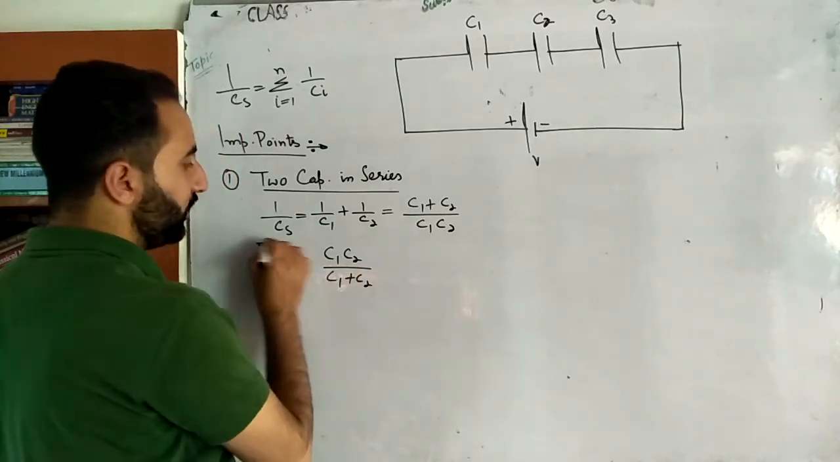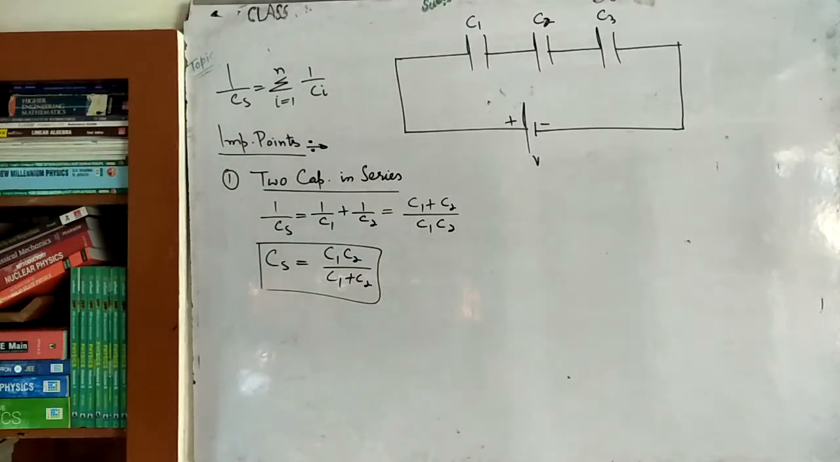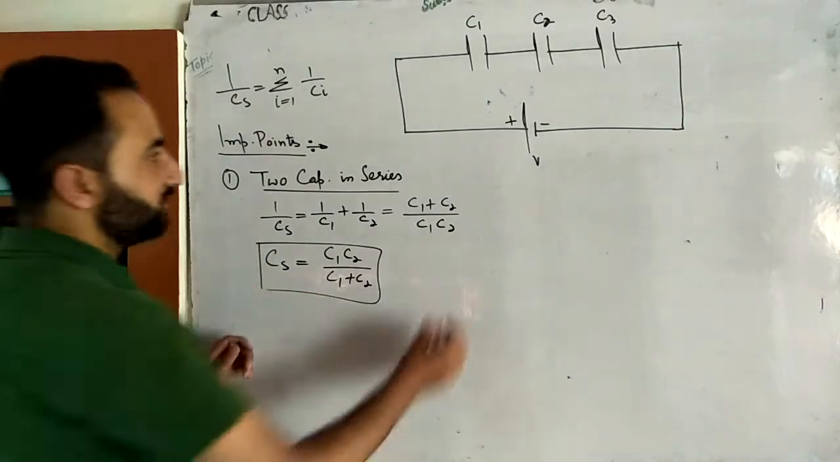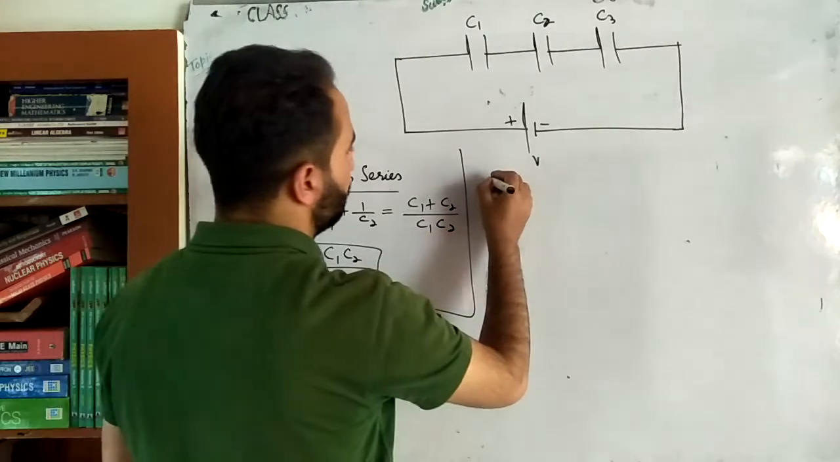So if, for example, there are two capacitors connected in series, then the equivalent capacitance will be simply product divided by sum. Product divided by sum. Okay, then there's one more, point number two.